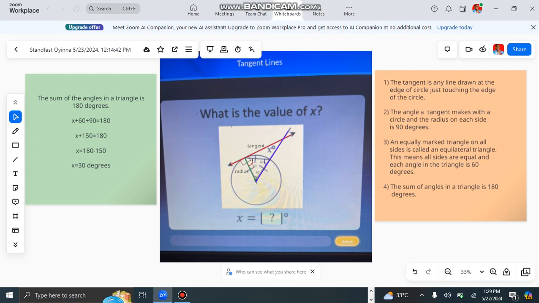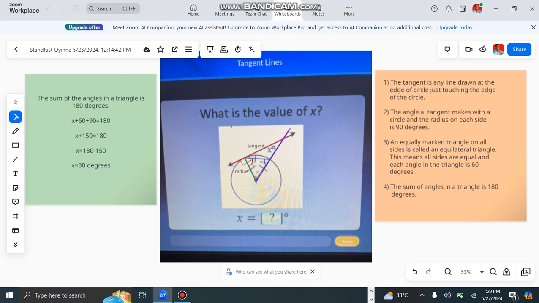The second point is the angle a tangent makes with a circle and the radius on each side is 90 degrees. Now, as we started, I told you there was a green line called the radius. You can see I labeled it. This green line is the radius because it starts from the center of the circle and runs to the circumference of the circle, that's the edge of the circle. So that's exactly why it is the radius. Now, the radius meets the tangent at this point, and you can see I've marked the perpendicular angles it made. That's 90 degrees at each side. This means that wherever a tangent meets a radius, at either side it forms 90 degrees.